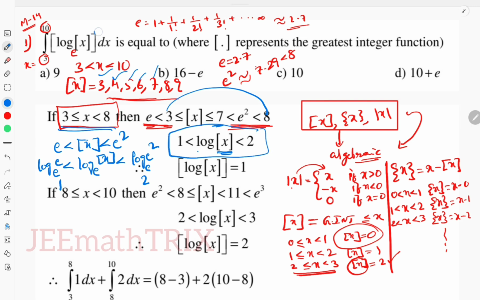Then again one more integral part is there. So there are two integral parts. So the integral part of this expression will be 1.